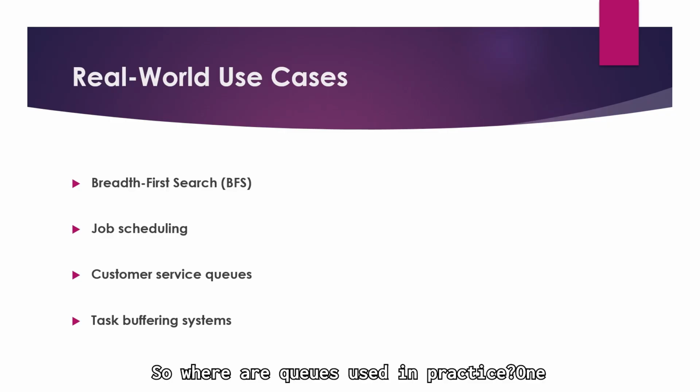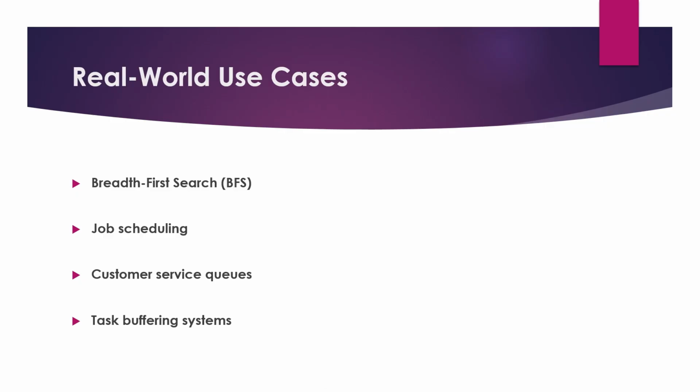So where are queues used in practice? One major use is in breadth-first search, a graph traversal algorithm that explores nodes level by level. BFS relies on queues to ensure nodes are visited in the correct order. Job scheduling systems use queues to process tasks in order of arrival, ensuring fairness and predictability. Customer service applications use queues to store and serve support tickets. Any system where order and fairness matter is a potential use case for a queue.